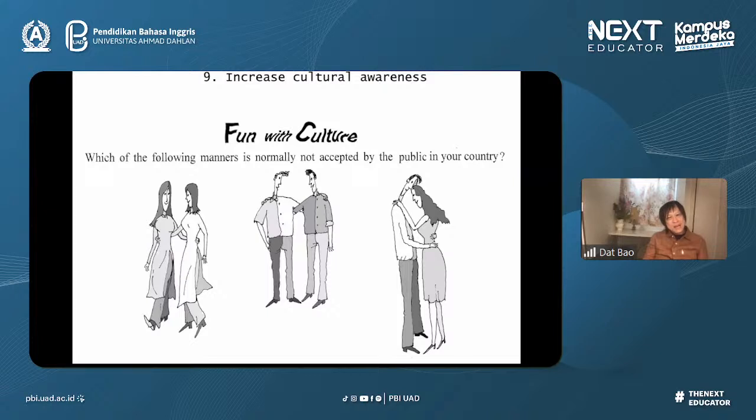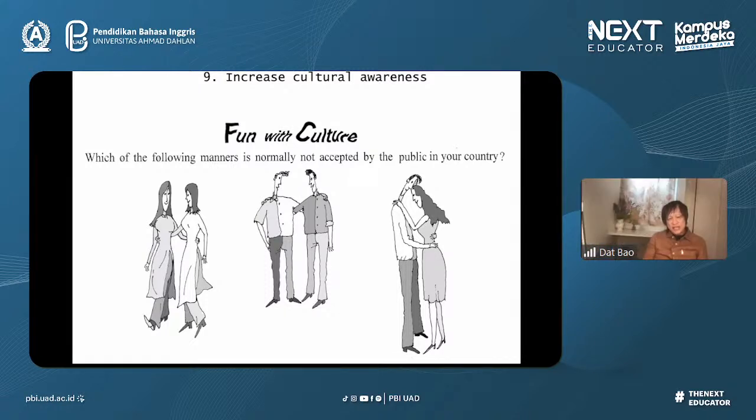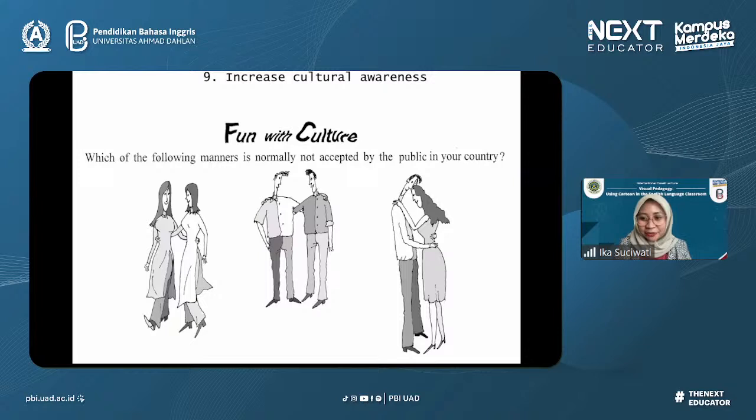What is common, Ika, in Australia? And we can ask the rest what is not common in Georgia. I think all three of them are acceptable here. In Australia, yes.